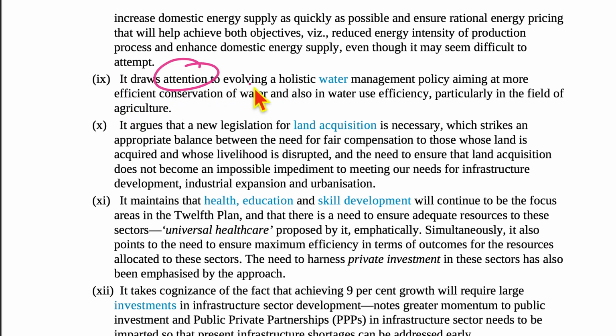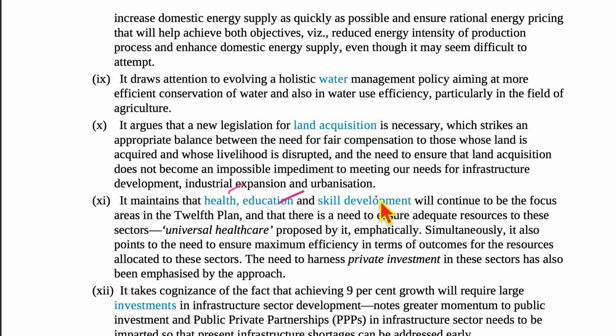It draws attention to evolving a holistic water management policy aiming at more efficient conservation of water and also improvement in water use efficiency, particularly in the field of agriculture. It argues that a new legislation for land acquisition is also necessary, which strikes an appropriate balance between the need of fair compensation for those whose land is acquired and whose livelihood is disrupted, and the need to ensure that land acquisition does not become an impossible impediment to meeting our needs for infrastructure development, industrial expansion, and urbanization.